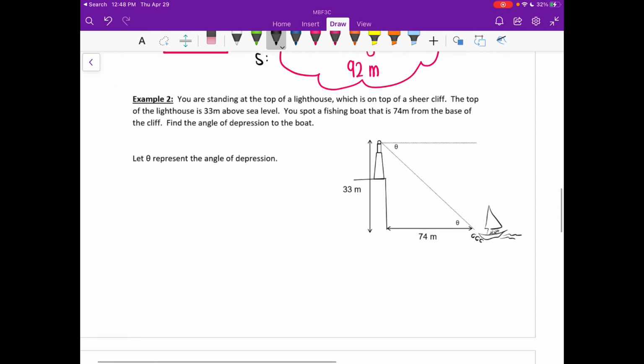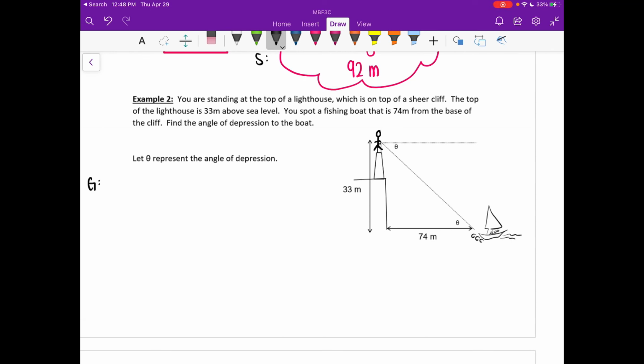Let's try to use the grass method here as well. So first things first, I'm already given a diagram, so I don't need to draw anything. I just need to start using it. So it says, you are standing on top of a lighthouse. So what's the first thing I'm going to do? I'm going to start putting myself up here. So I'm standing on top of this lighthouse.